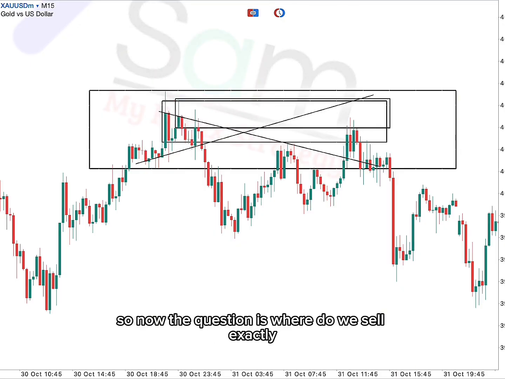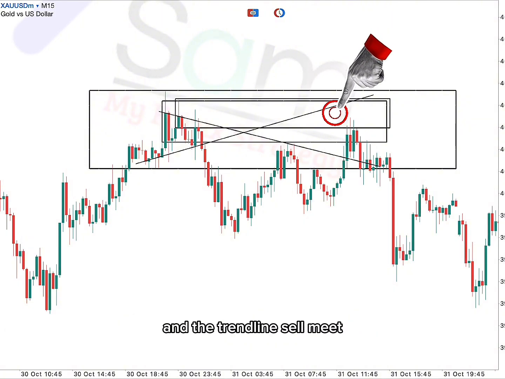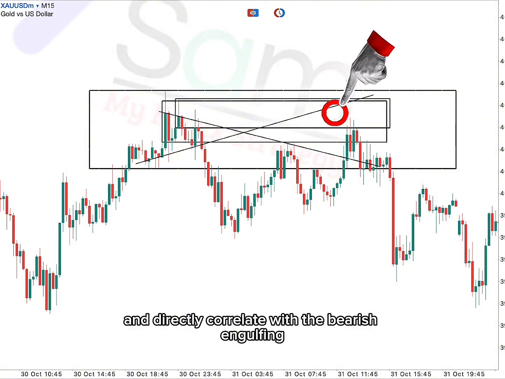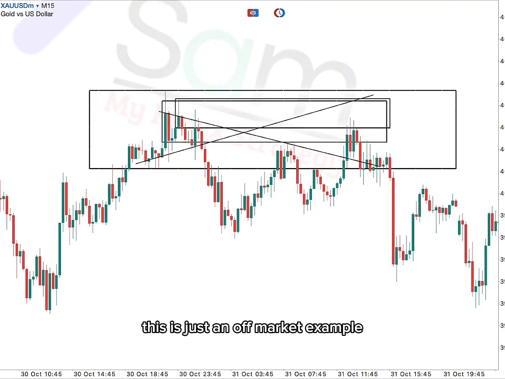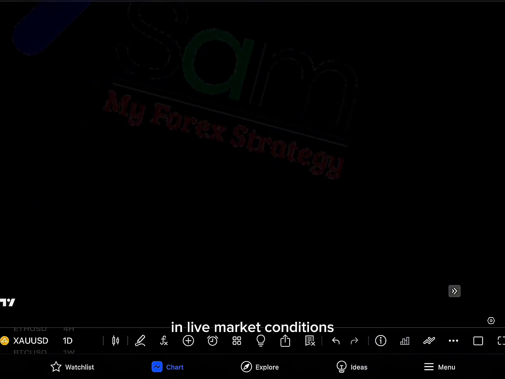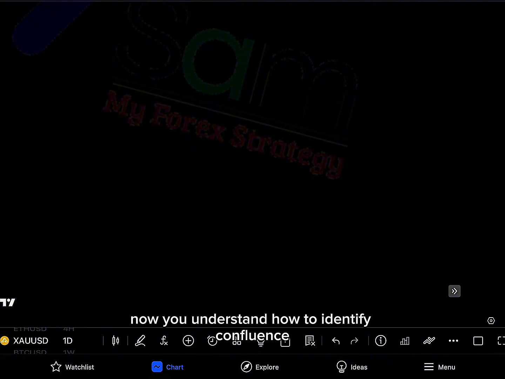So now the question is, where do we sell? Exactly. We sell at the area where the trendline breakout and the trendline sell meet and directly correlate with the bearish engulfing. This is what a high-quality entry looks like. It has strong reasons, not random guesses. Remember, bro, this is just an off-market example. In live market conditions, things can look a bit different. But the most important thing is this. Now you understand how to identify confluence.